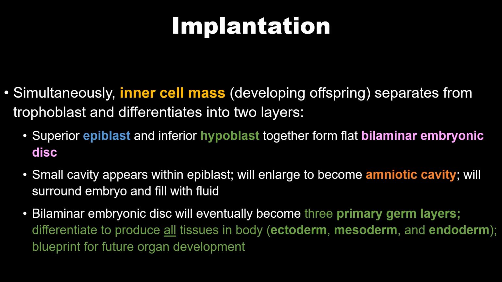Eventually, a small cavity is going to appear within the epiblast and become enlarged to become the amniotic cavity. This is going to surround the conceptus and fill with fluid. This bilaminar embryonic disc eventually differentiates into the three primary germ layers that eventually produce all of the body tissues. You have the ectoderm, the mesoderm, and the endoderm. And these three layers are really functionally the future blueprint for all organ development.